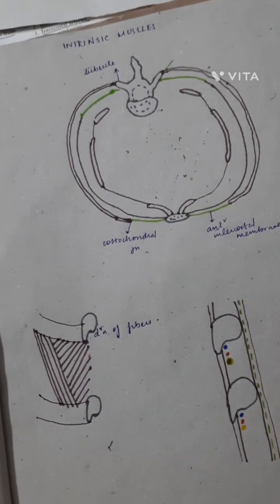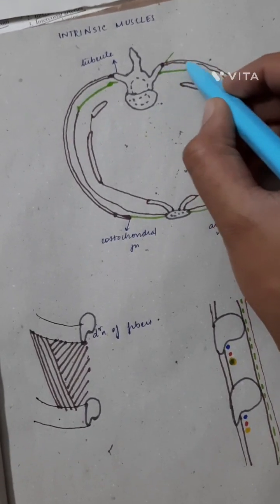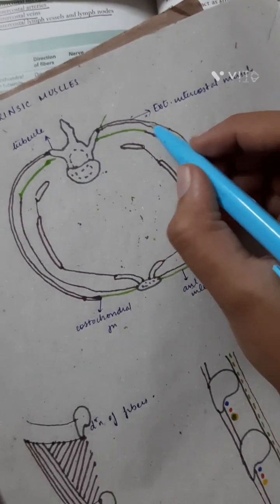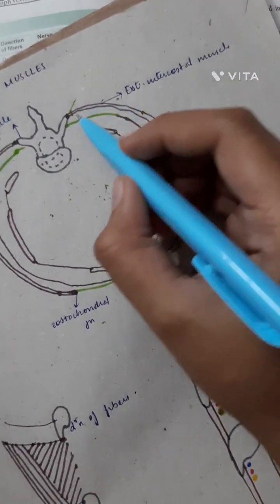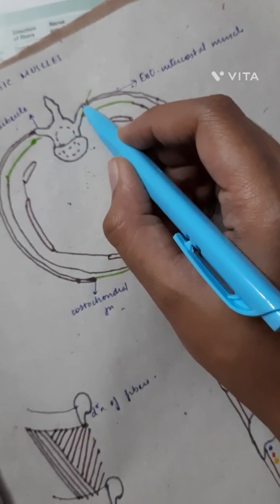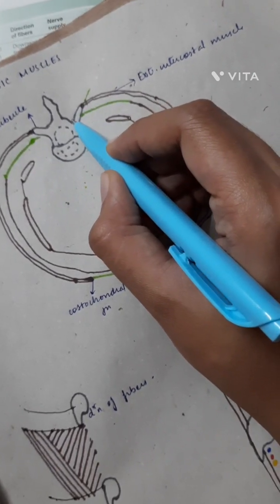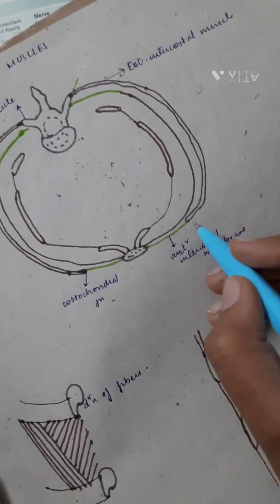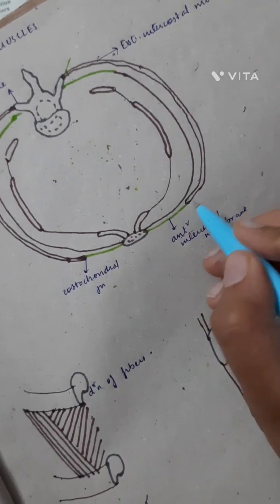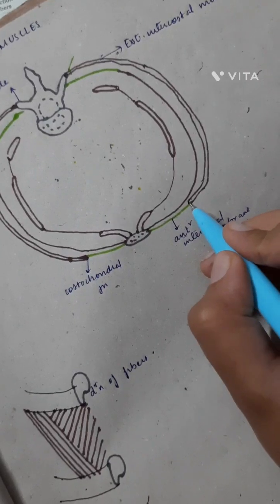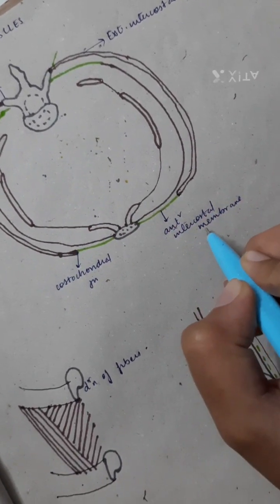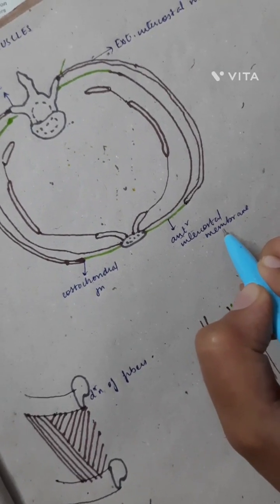Coming to the first muscle, that is the external intercostal muscle. It extends from the tubercle of the thoracic vertebrae posteriorly to the costochondral junction, where the rib and cartilages meet. Thereafter the external intercostal muscle continues as the anterior intercostal membrane.